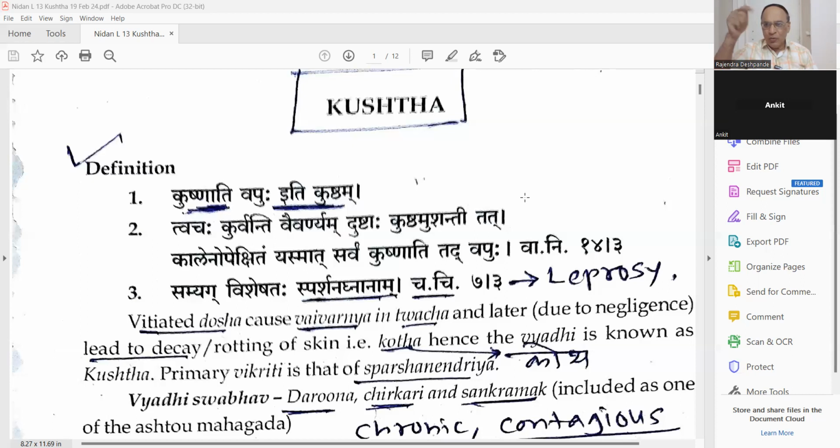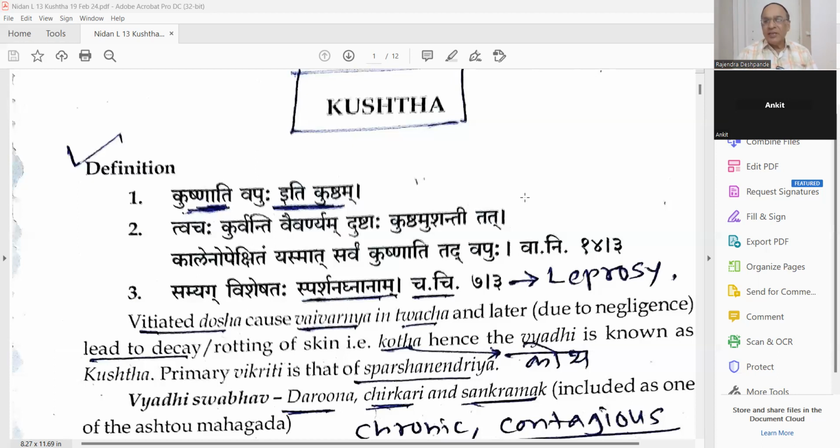Kushtha, that we are talking about today, is the disease asked the maximum number of times. That's why I am taking Kushtha. The question has been asked 10 times. Sometimes Hetu, sometimes Samprapti, sometimes Lakshana, etc. And sometimes a long answer question, Nidana Pancha Panchak: Nidan, Purva Rupa, Rupa, Upashaya, and Samprapti. For all these 5 things, you have to write down about Kushtha.